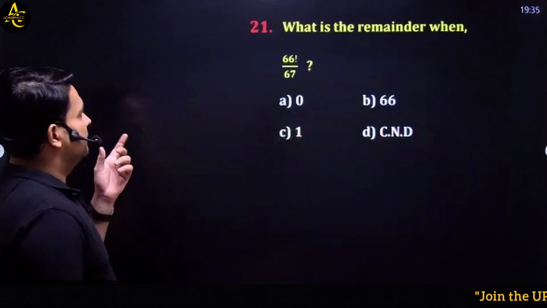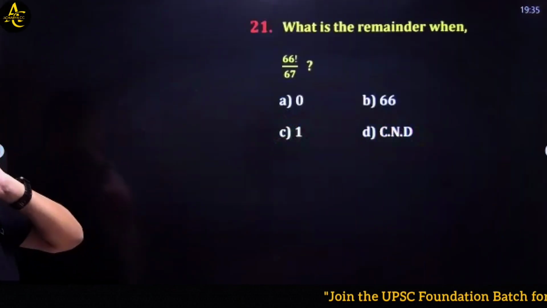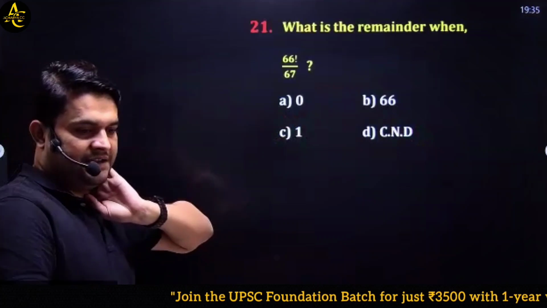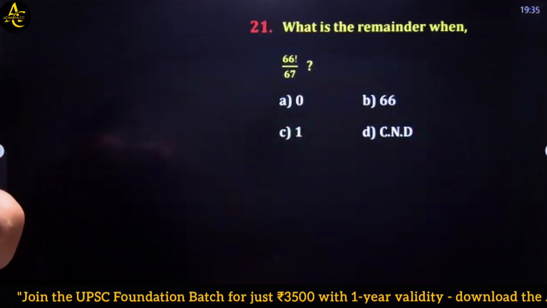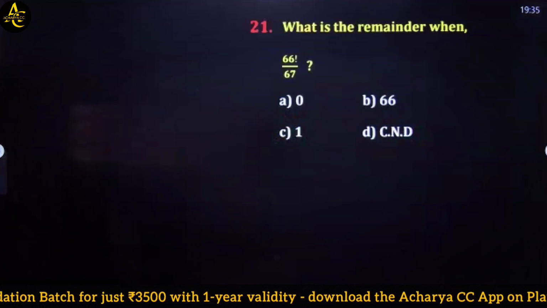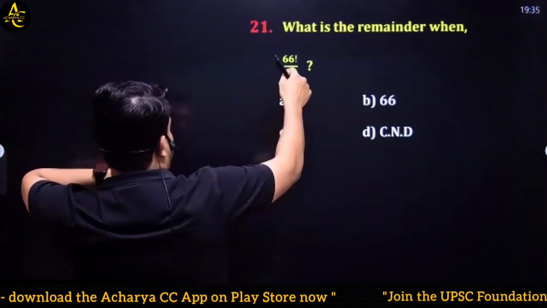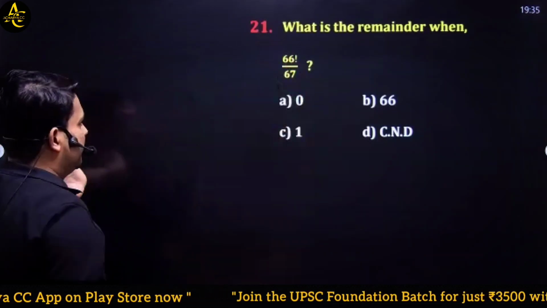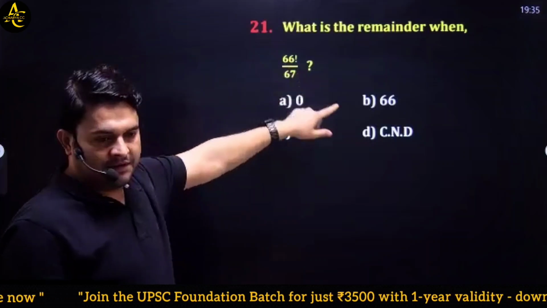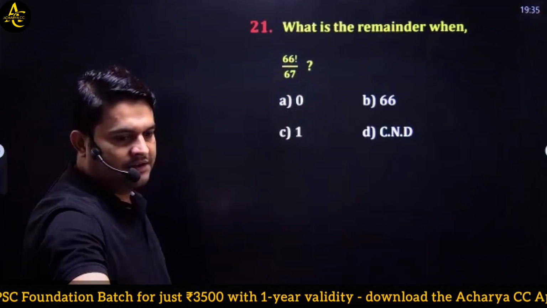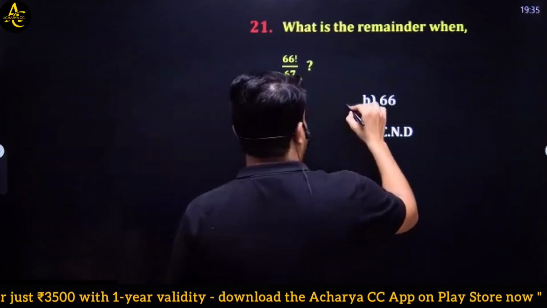Wilson's theorem. Tell me the answer of this question. You have 66 factorial upon 67. 67 is a prime number and this number is 1 less than it, and we have a factorial of that number. So the answer will be 66, option number B.